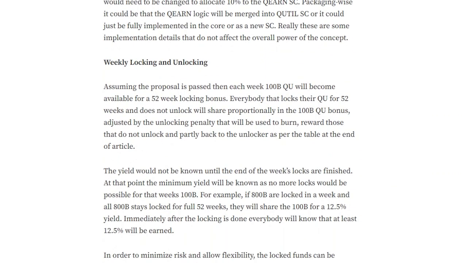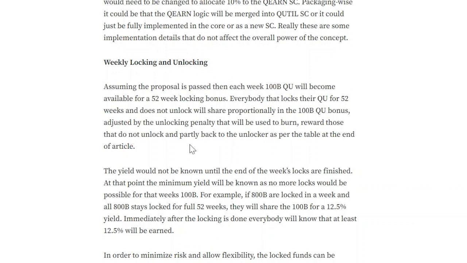Weekly locking and unlocking. Assuming the proposal is passed, then each week 100 billion Q will become available for a 52-week locking bonus. Everybody that locks their Q for 52 weeks and does not unlock will share proportionally in the 100 billion Q bonus. So the 100 billion released every week will be shared equally between all the people who have locked up their Qubic, and after a year they'll get that reward, adjusted by the unlocking penalty that will be used to burn. We'll talk about that in a minute.